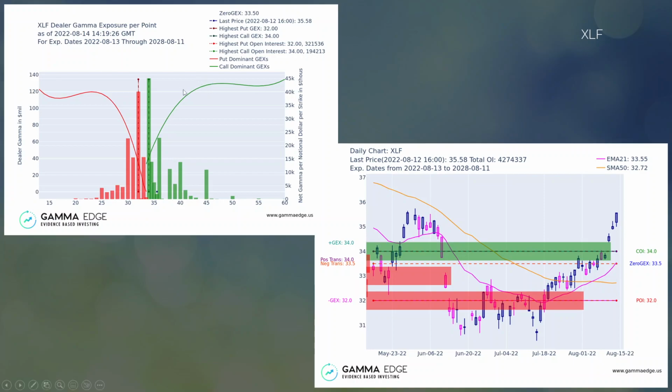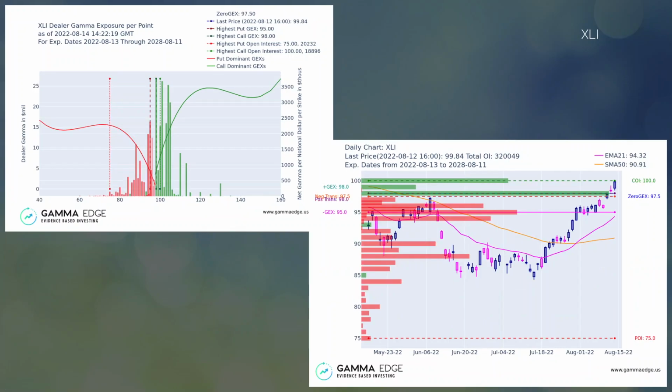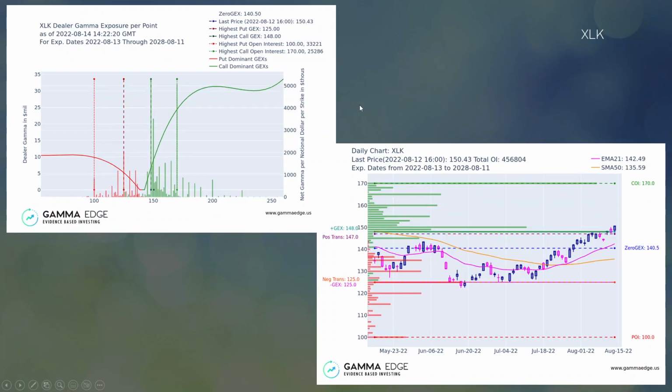XLF, again, wing chart positive. The negative here is price is above plus GEX. Historically, when we've seen this and plus GEX has not shifted higher leading price, likely we could see a reversion to plus GEX. So again, it's important to see how that key level interacts early in the week. XLI, again, wing chart, and plus GEX is lower than price. So again, what we just talked about, we want to see what this key level does early in the week.